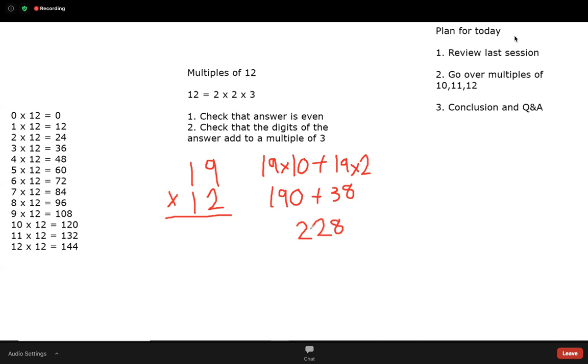Once again, we want to do our check. So first, to make sure it ends in an even number, which it does. Then we need to add these digits up. 2 plus 2 plus 8. 2 plus 2 is 4. 4 plus 8 is 12. And 12 is a multiple of 3, because 3 times 4 is 12. So it'll pass this check as well.